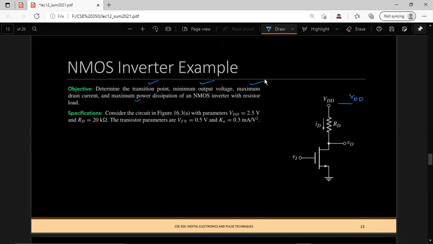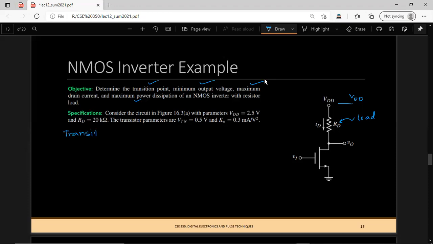So for this NMOSFET terminology, we are going to use this RD resistance as load. So the thing that is connected between the VDD and the output terminal will be considered as load. That is quite different from the definition of load we have seen before. Okay. So the first thing is we need to find the transition point.